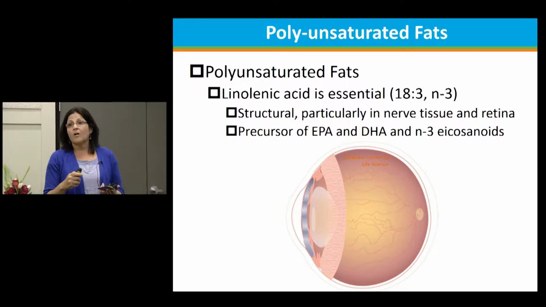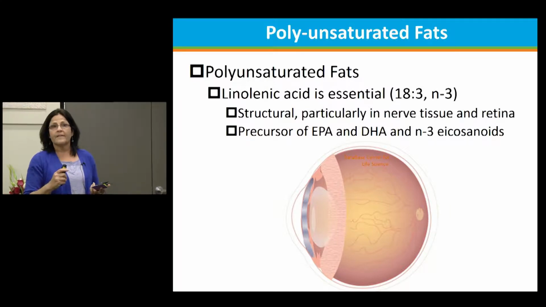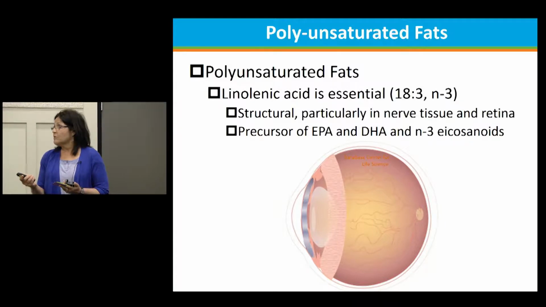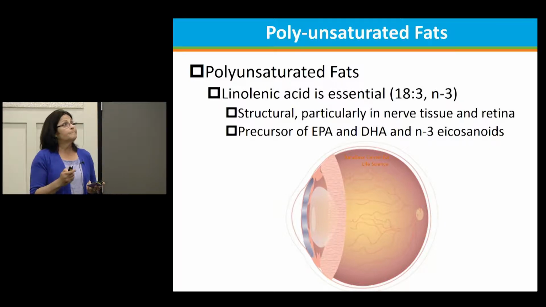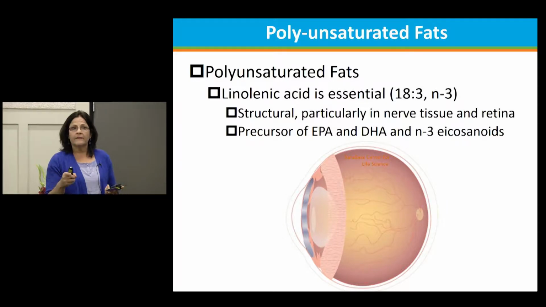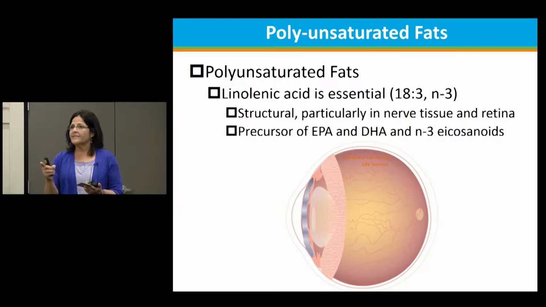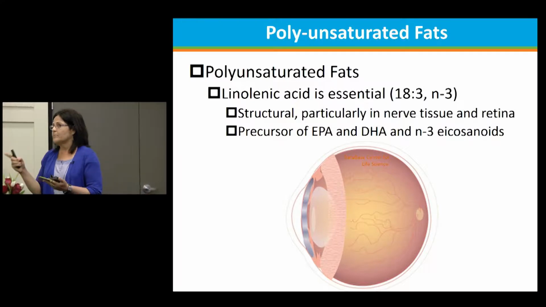It's 18 carbons long. There's 3 double bonds. First one's at the omega-3 end. It has a lot of structural roles. A lot of it's in the eye and nerve tissue. And importantly, it's a precursor for what's called eicosapentaenoic acid, which is EPA, and docosahexaenoic acid, which is DHA.